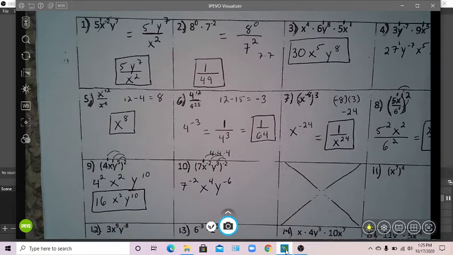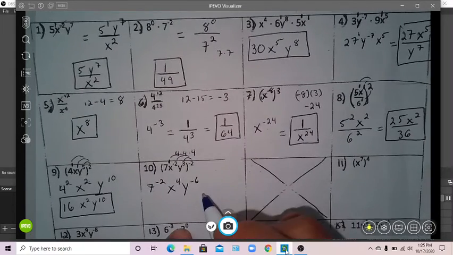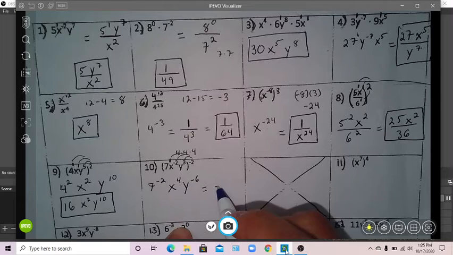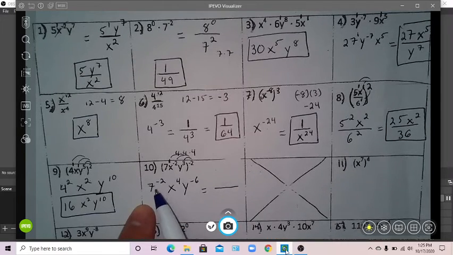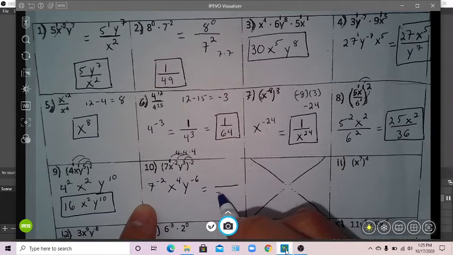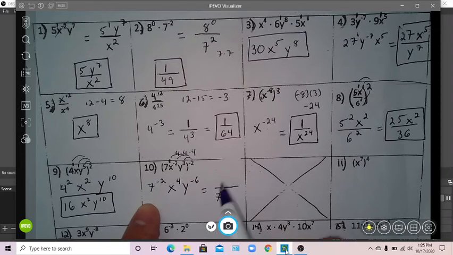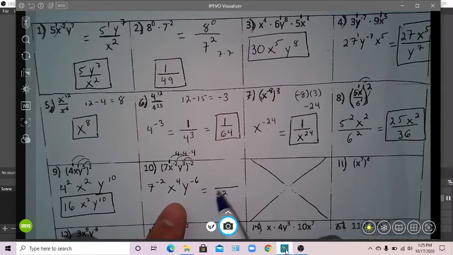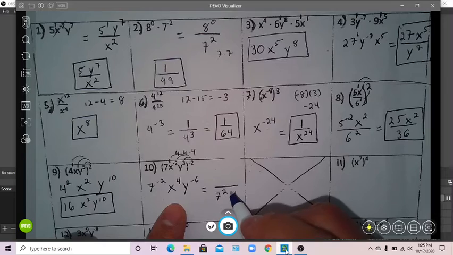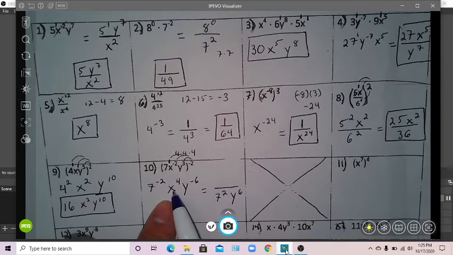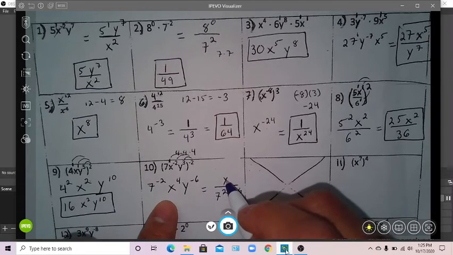So notice I have some negative exponents now when I multiplied. So I'm going to rewrite this as a fraction. That's 7 to the negative 2, that goes to the bottom, becomes 7 to the positive 2. This y to the negative 6 goes to the bottom and becomes y to the positive 6. The x to the 4 will stay in the numerator.